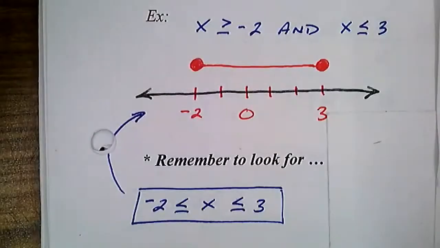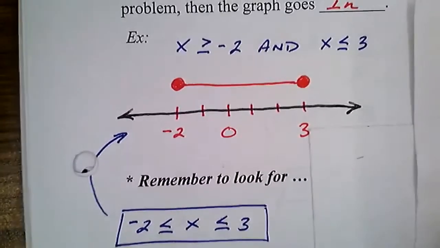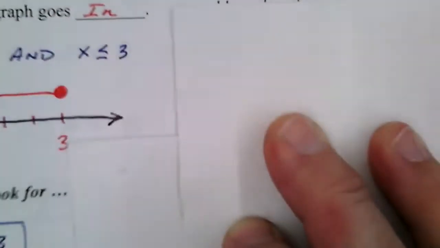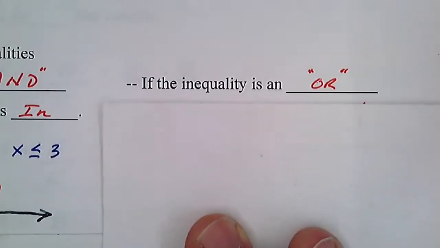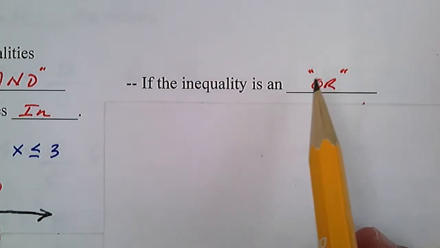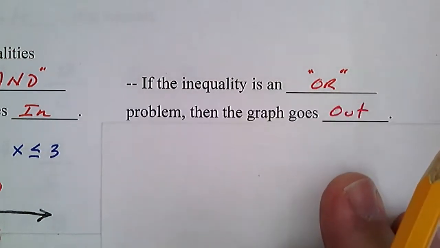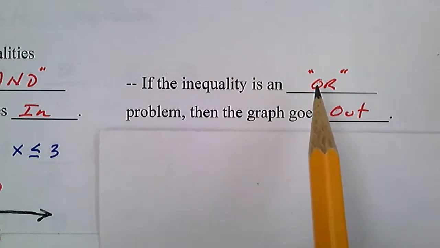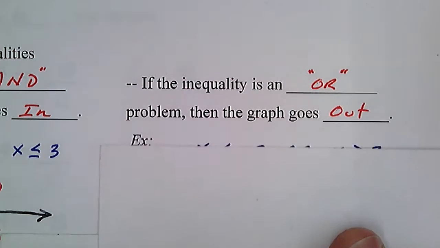All right, before we get to the remember, let's go look at the OR problems. All right, so for the OR problems, if the inequality is an OR, remember O, that tells us that the graph is going to go out. O and O, the graph's going to go out. Okay, OR problems go out.